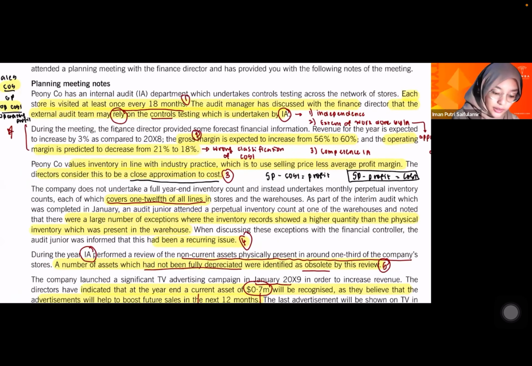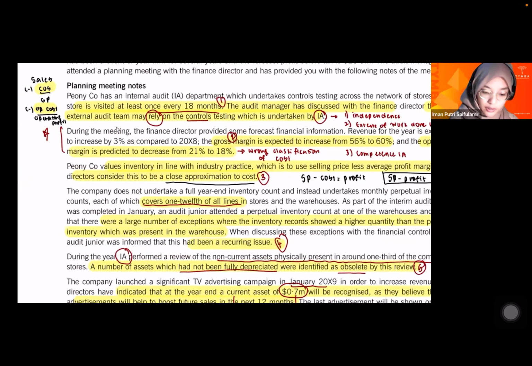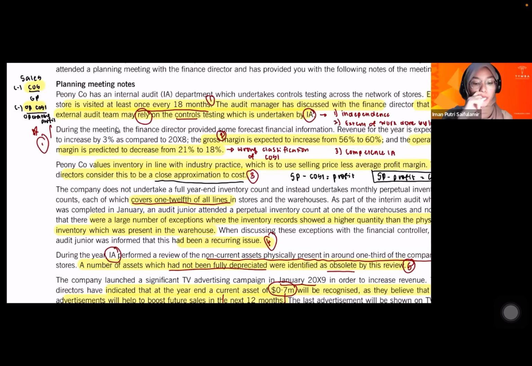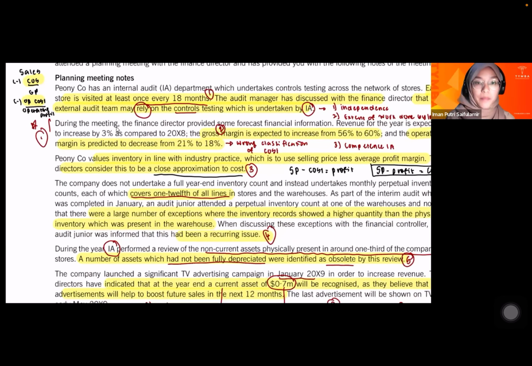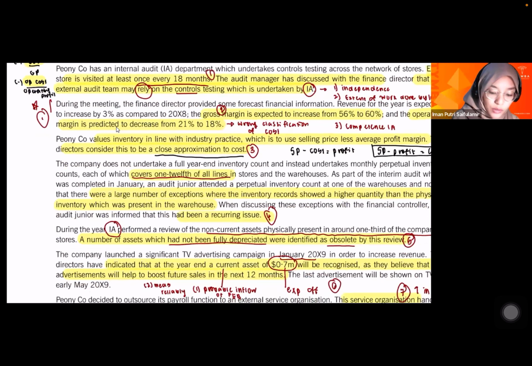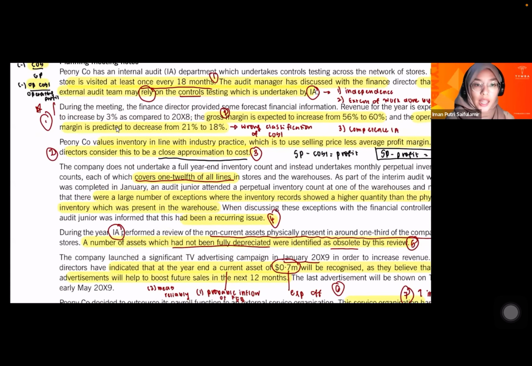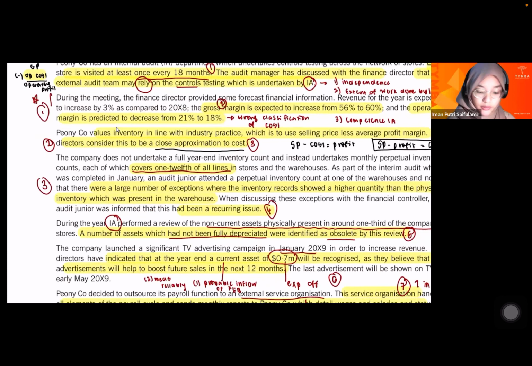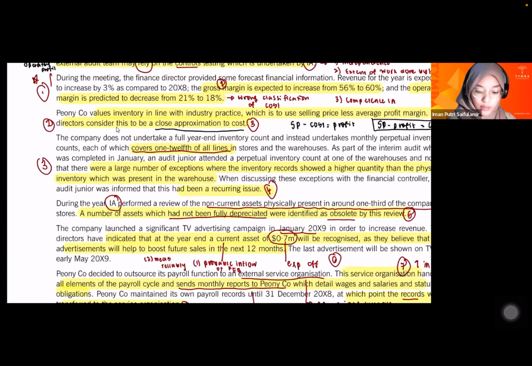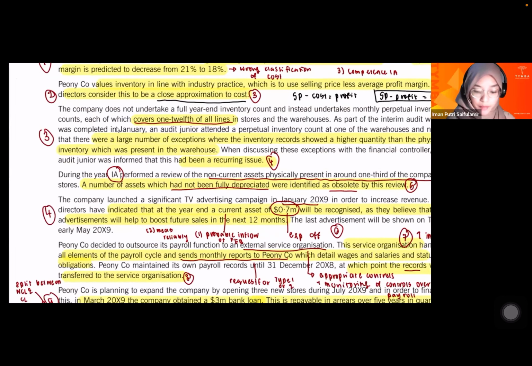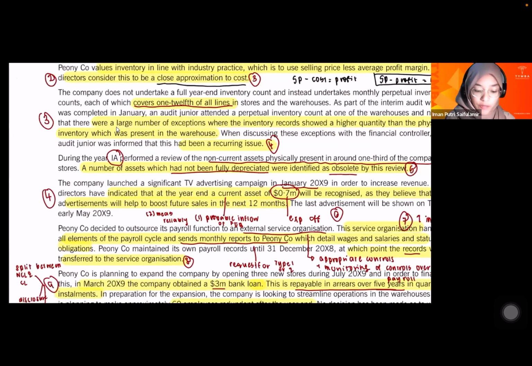Okay, maybe this question here. This is number 1, on the gross margin expected to increase and the operating margin decrease. So that's the first point. The second point I want you guys to try to attempt is this point here on the inventory. Okay, and then this is the third point. And the fourth point is on the TV advertising campaign. Okay, and the fifth point is on the external service organization.